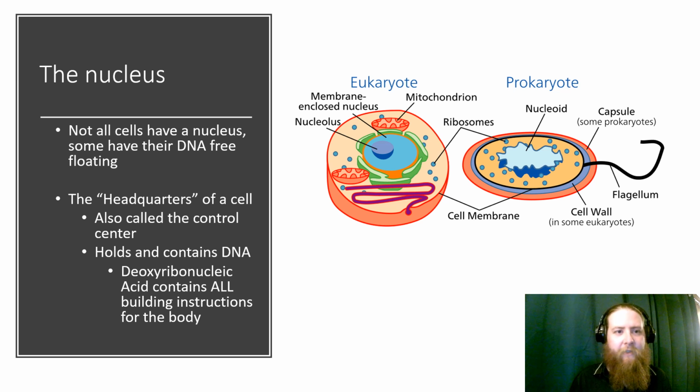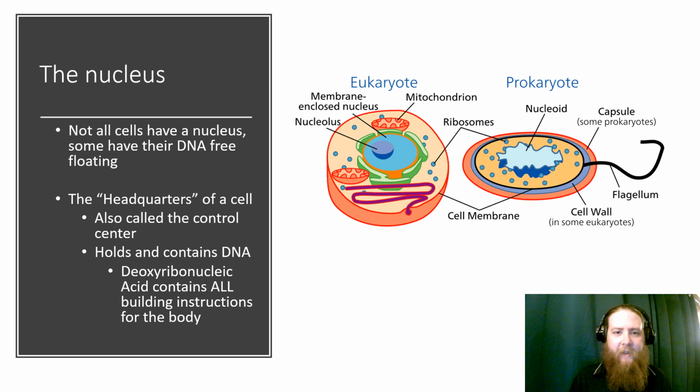The nucleus. Like we said, not all cells have a nucleus. Some have their DNA free-floating out here in the middle, and these are our prokaryotes. The nucleus is the headquarters or the brain of a cell. We also sometimes refer to it as the control center. It's this kind of bluish structure here.